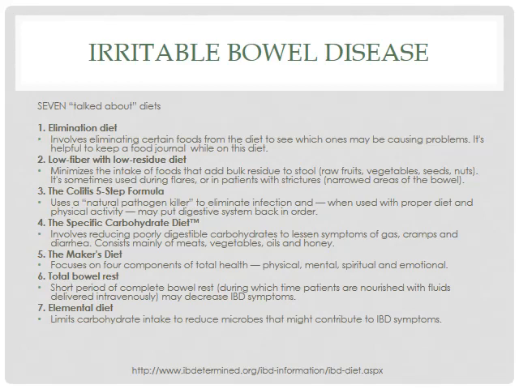Number 6 is the Total Bowel Rest Diet. This is a short period of complete bowel rest, during which time patients are nourished with fluids delivered intravenously. This may decrease IBD symptoms. And finally, number 7 is the Elemental Diet. This diet limits carbohydrate intake to reduce microbes that might contribute to IBD symptoms.